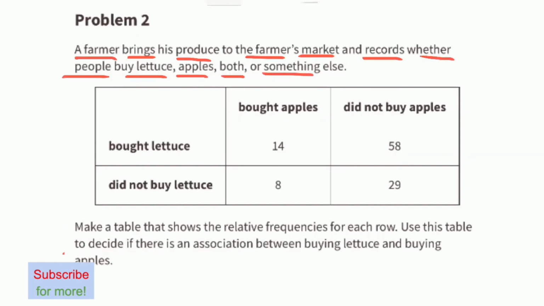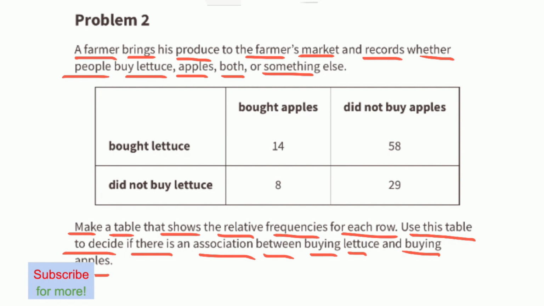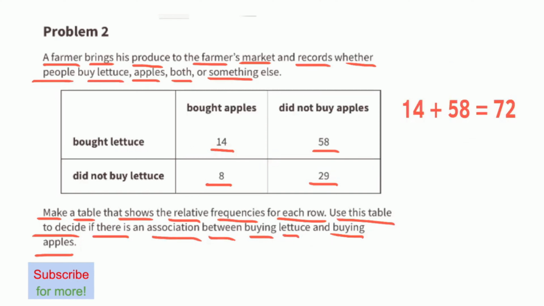Problem number 2. A farmer brings his produce to the farmer's market and records whether people buy lettuce, apples, both, or something else. Make a table that shows the relative frequencies for each row. Use this table to decide if there's an association between buying lettuce and buying apples. First, let's figure out how many people bought lettuce. 14 people bought lettuce and bought apples, and 58 people bought lettuce and didn't buy apples. That's a total of 72 people who bought lettuce.